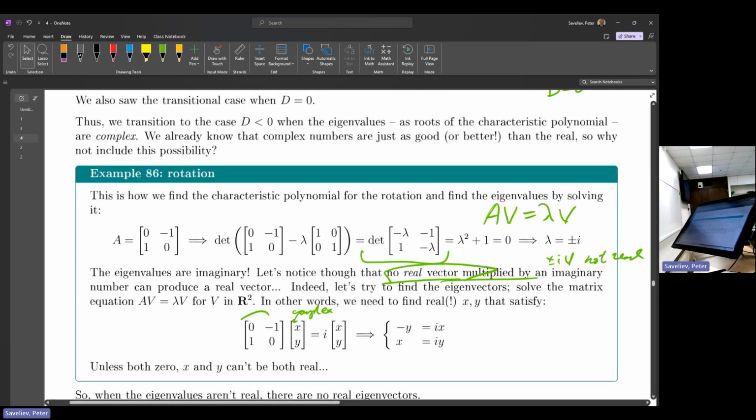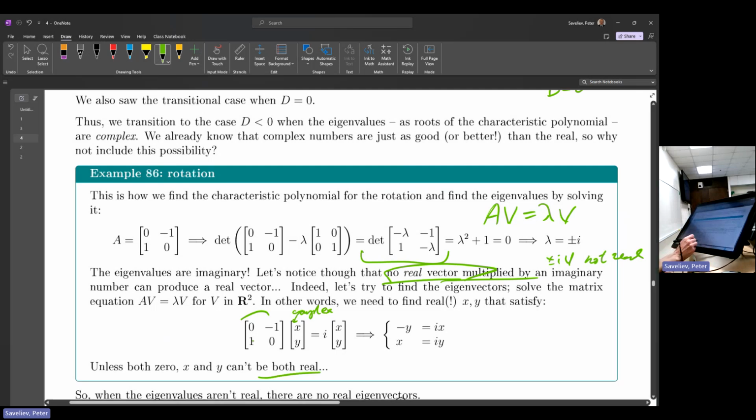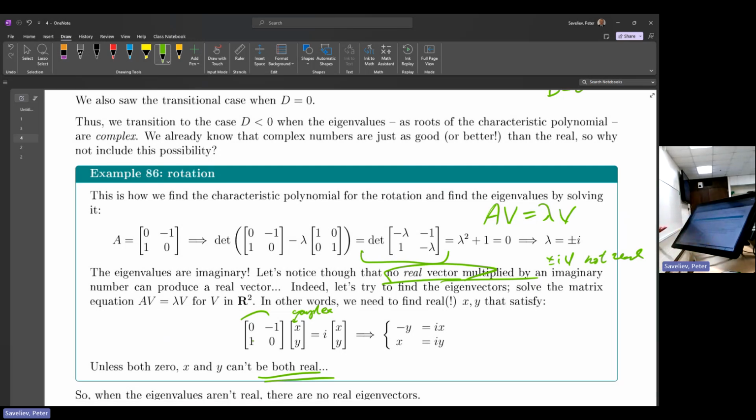So i is my eigenvalue, so (x, y) multiplied by i, we end up with two equations: negative y is equal to ix and x is equal to iy. Okay, so x and y cannot both be real. That's the thing. For example, if x is real, then y is imaginary, right? And vice versa. So hypothetically, it surely can work out.